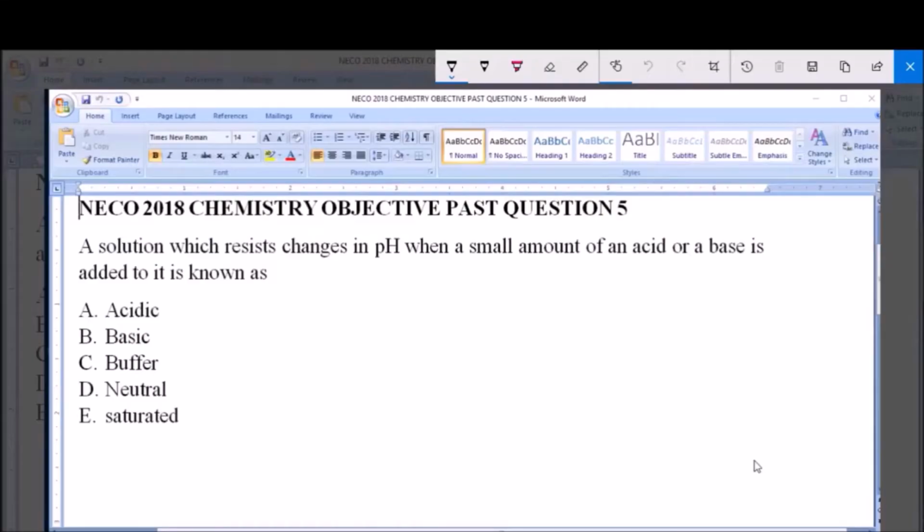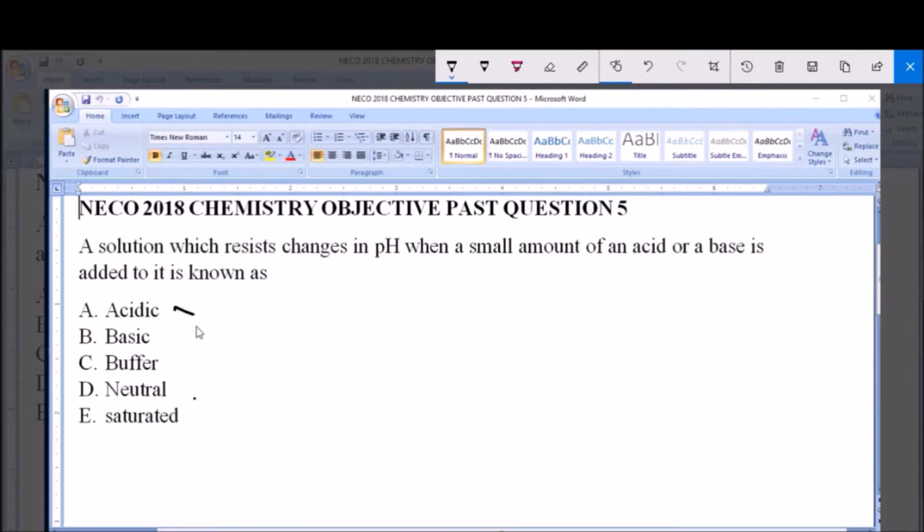Hello and welcome. I will be answering NECO 2018 Chemistry Objective Past Question 5. A solution which resists changes in pH when a small amount of an acid or a base is added to it is known as A, acidic, B, basic, C, buffer, D, neutral, E, saturated. So let's look at the meanings of each of the options and see which one best fits the description given to us as the question.